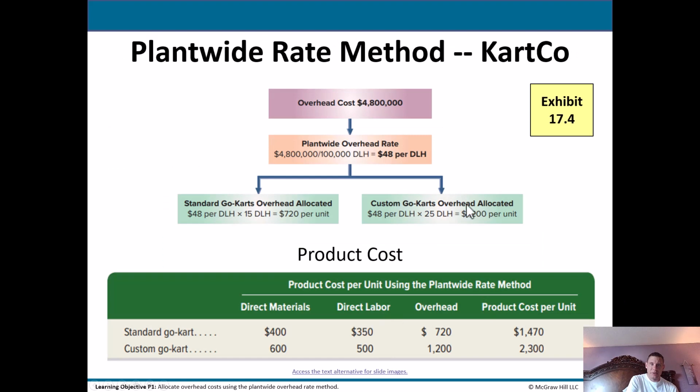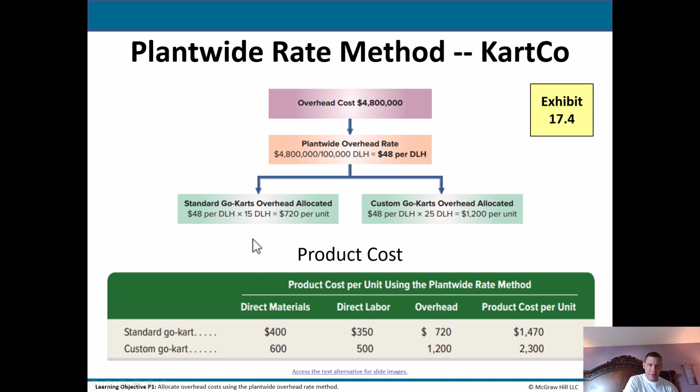All right, so this is like a different way of showing it. If you remember, this was the total overhead. They had 4.8 million total overhead cost for the factory. So we took the 4.8, we divided it by the 100,000 direct labor hours. We got the $48 per direct labor hour. I'm sure you remember that.